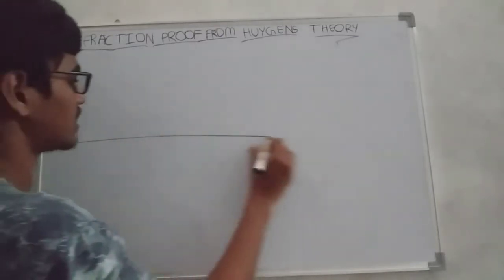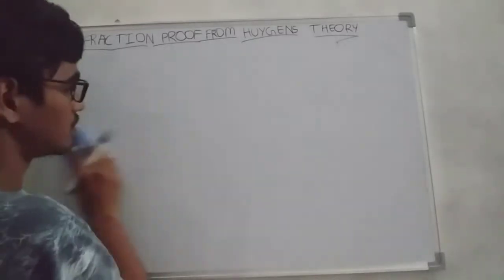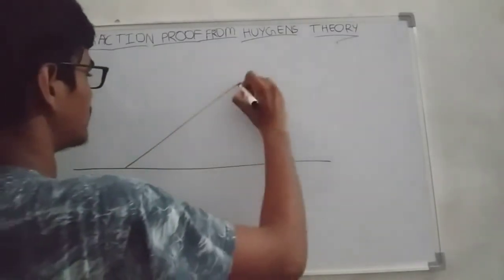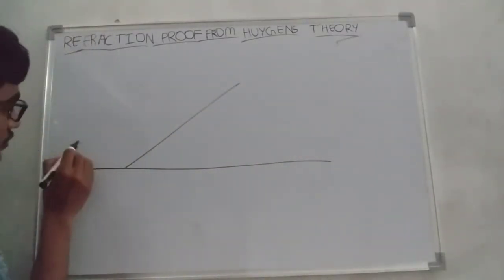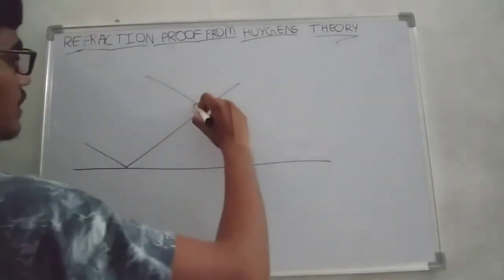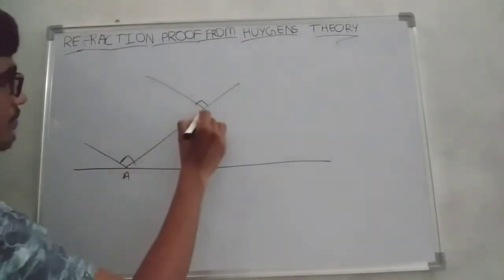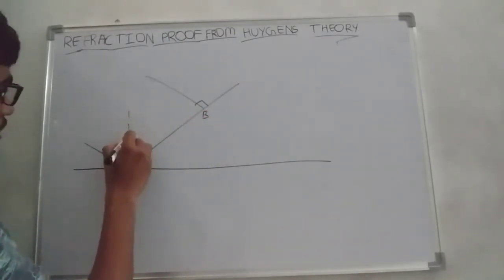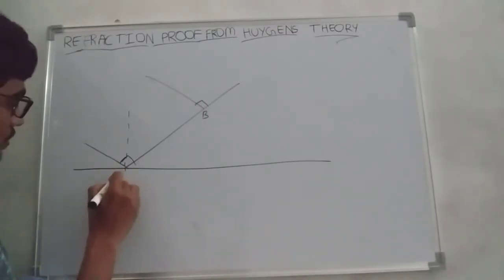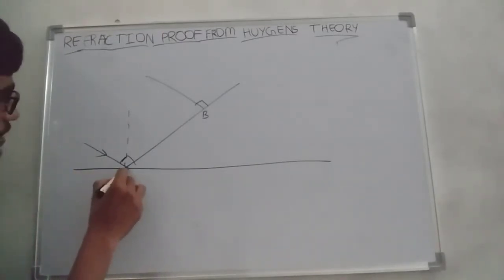Consider this as a reflecting surface, and it is a planar wavefront consisting of two rays, A and B, such that these two rays are perpendicular to the wavefront. Consider this is the normal at the point A. Now, as the first ray is incident, it reflects.